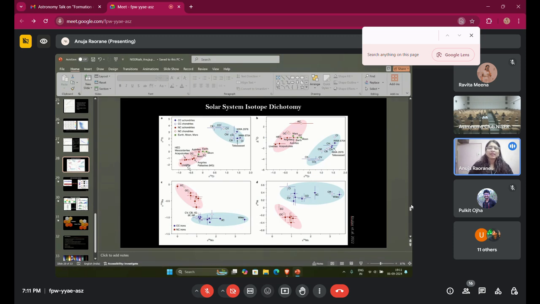When we are sampling them, every sample that has been tested so far gives this dichotomy. This particular group always lands here, and this inner solar system group always lands here. This is not a simulation based on anything. These are actual samples that have been studied and measured, and this is the graph that we get. Is that clear?